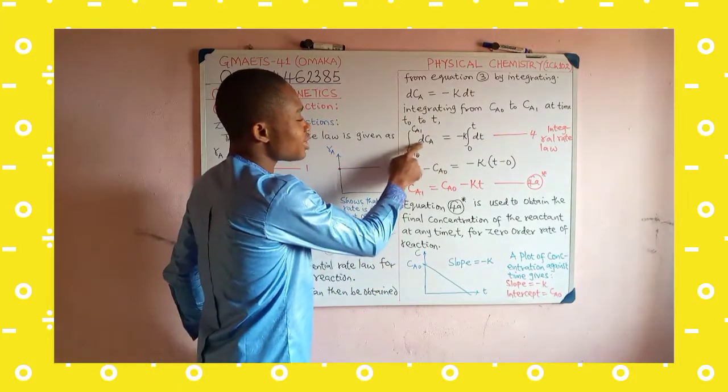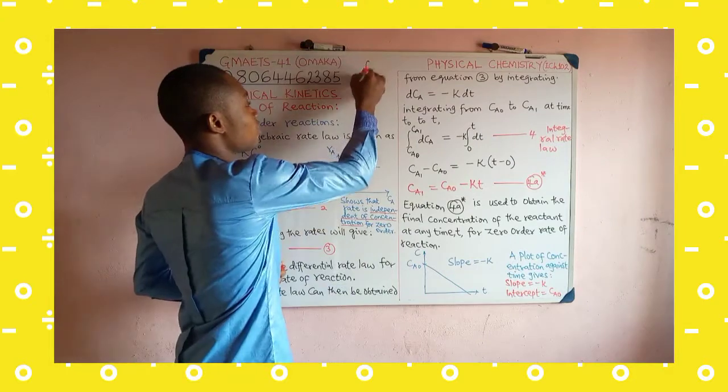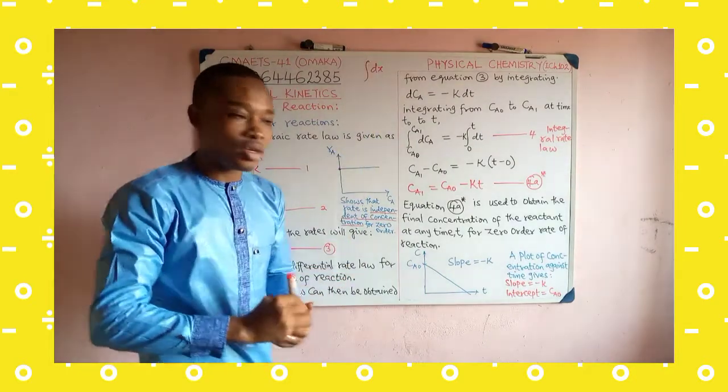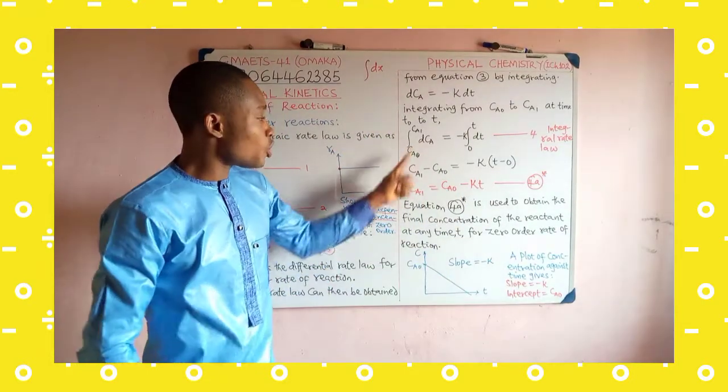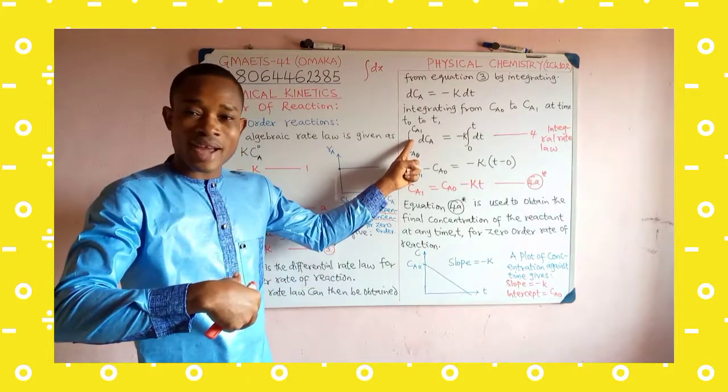If we have the integral of dCA, just like someone giving you the integral of dx, what will happen? It's going to welcome back the variable. So here, CA will be welcomed back. Is that okay?